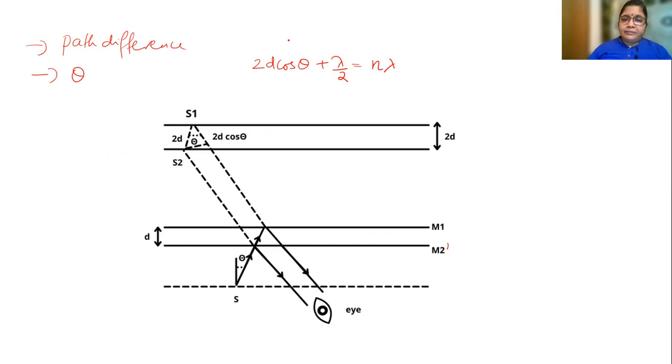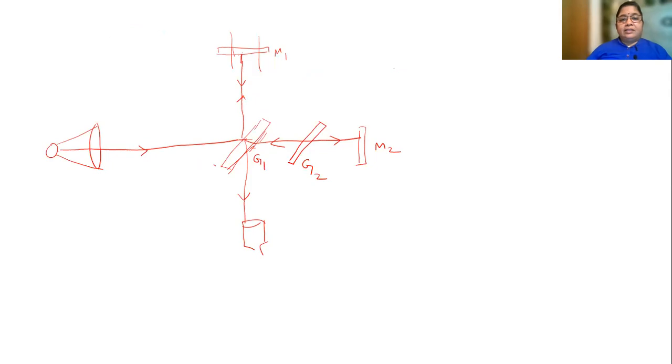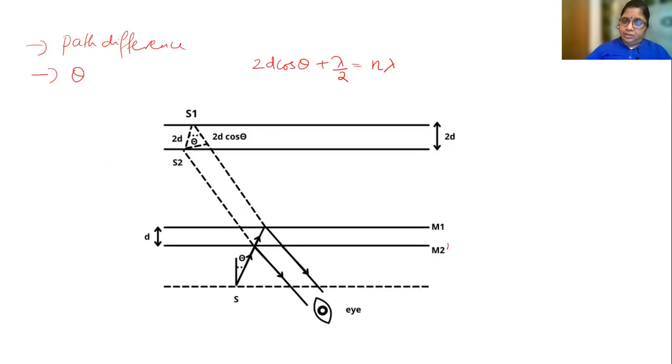I have this as the formula for the interference fringes: 2d cos theta plus lambda by 2 is equal to n lambda. What is this lambda by 2? This extra path difference is introduced because this beam travels here, comes back, and is reflected a little at this place. So the extra path difference of lambda by 2 is also introduced here in the case of Michelson's interferometer. Finally, we'll see how the fringes are formed.